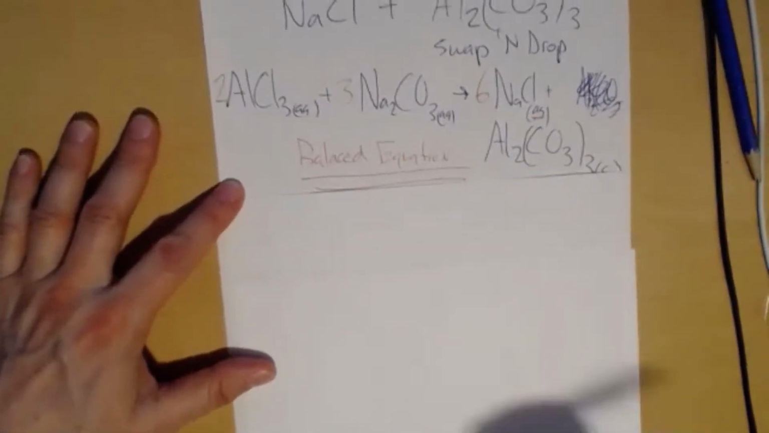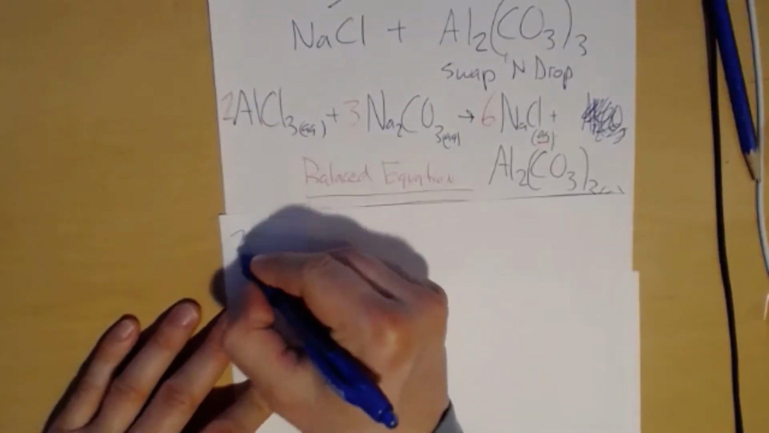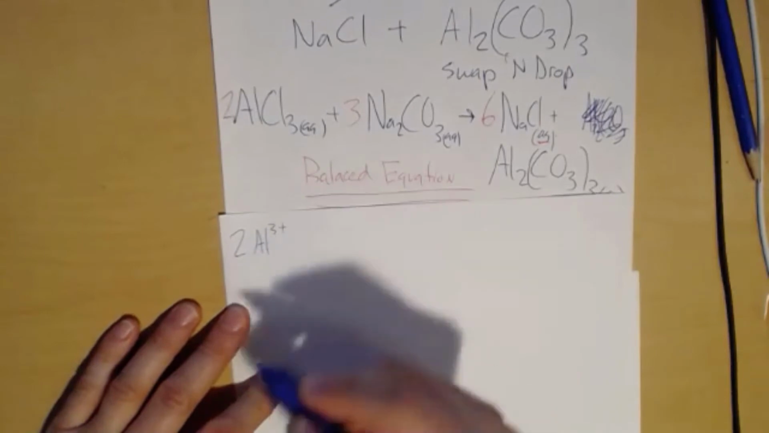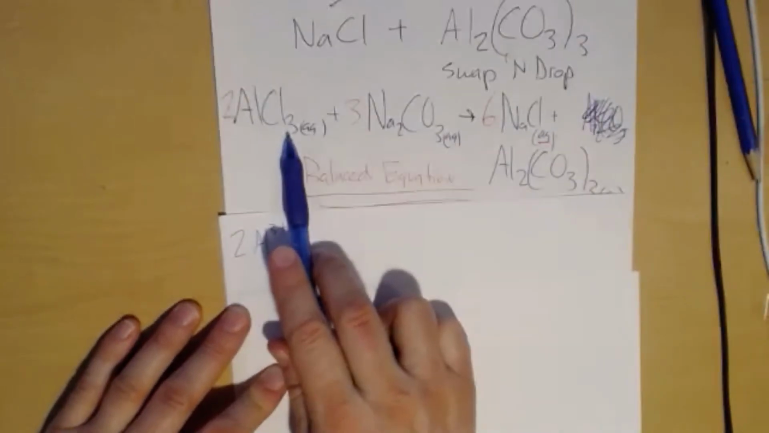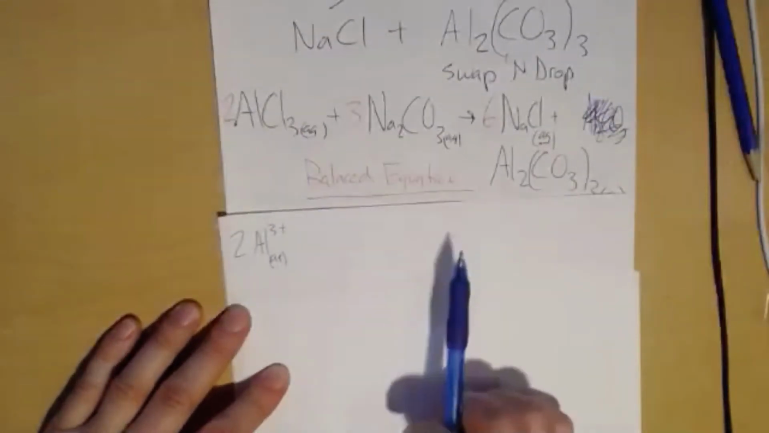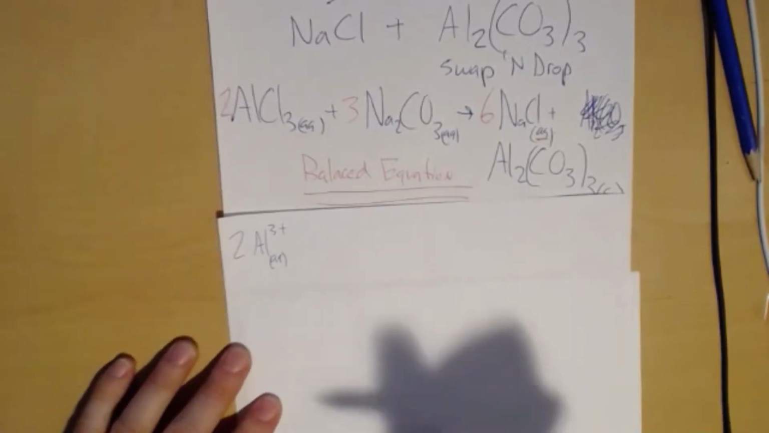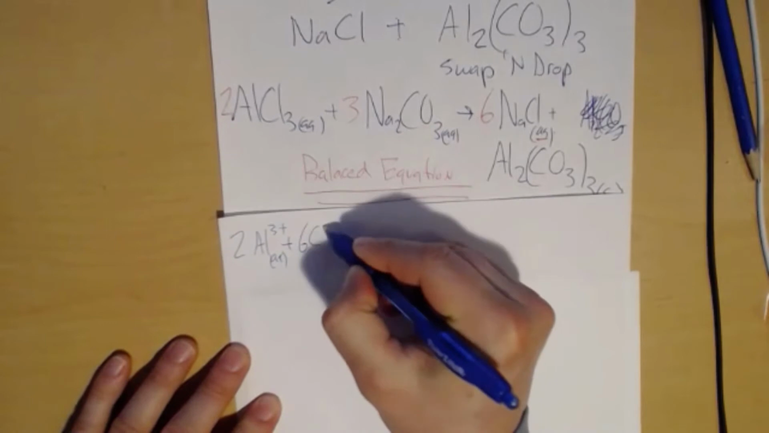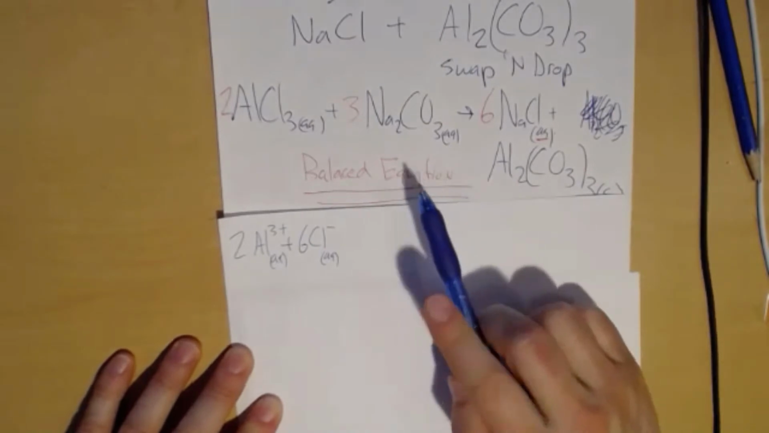So now I have 2 aluminum chloride aqueous. So I'm going to write that as 2 Al3+ aqueous. And how many chlorides are there? Sorry about the camera fuzzing a little bit. It tries to autofocus. Anyways, I have 3 chlorides per aluminum chloride, but I have 2 of them. So it's actually 2 times 3, which gives me 6 chloride ions minus aqueous.